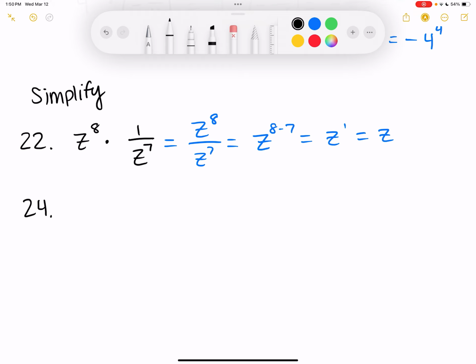24. J over K raised to the 11th. What do I do with one like this? So it's J to the 11 over K to the 11.